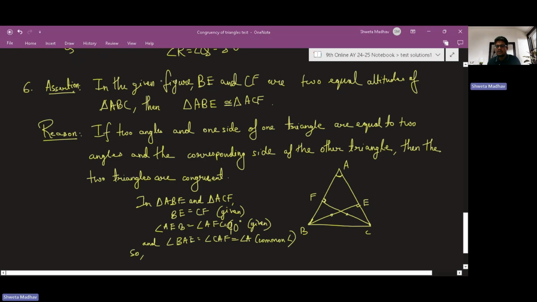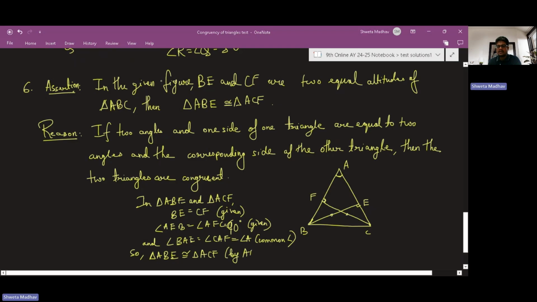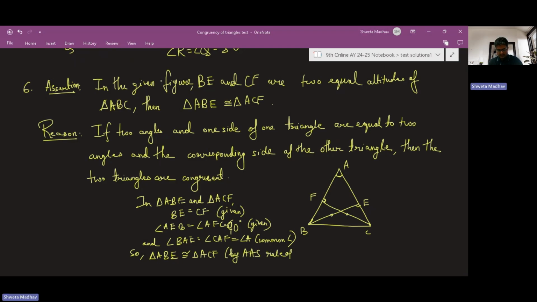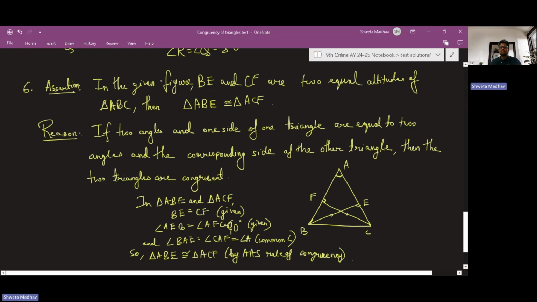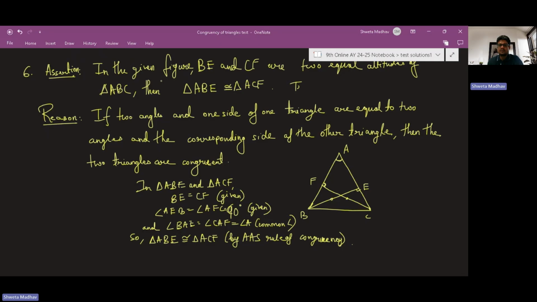So I can say that we have two angles and the non-included side equal in these two triangles. So I can say that triangle ABE is congruent to triangle ACF by the AAS rule of congruency. Hence the assertion is true.